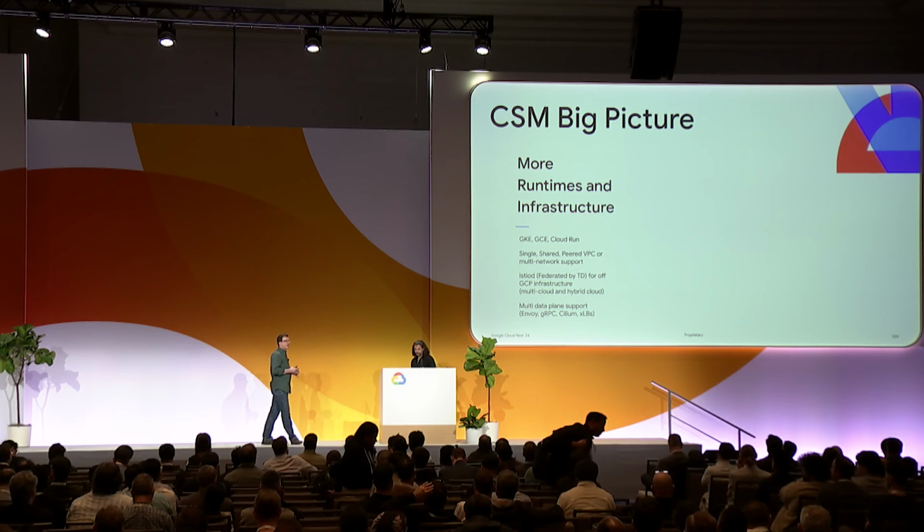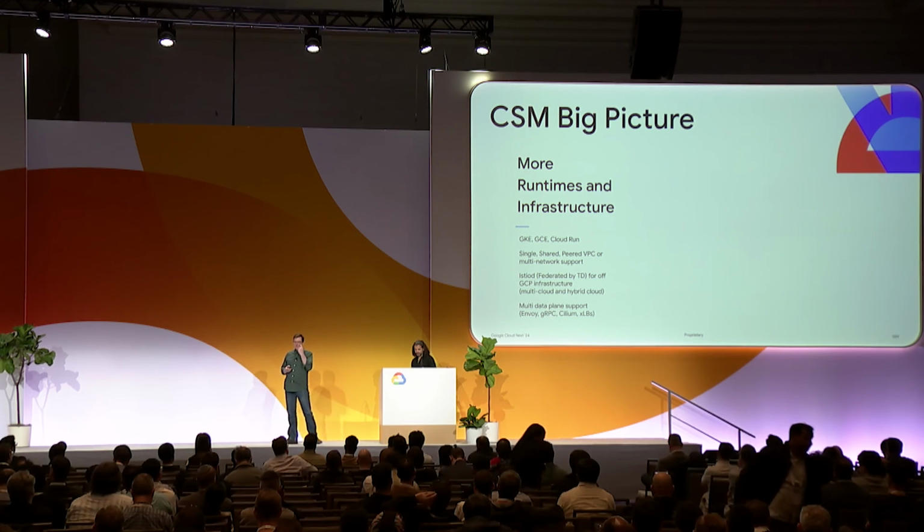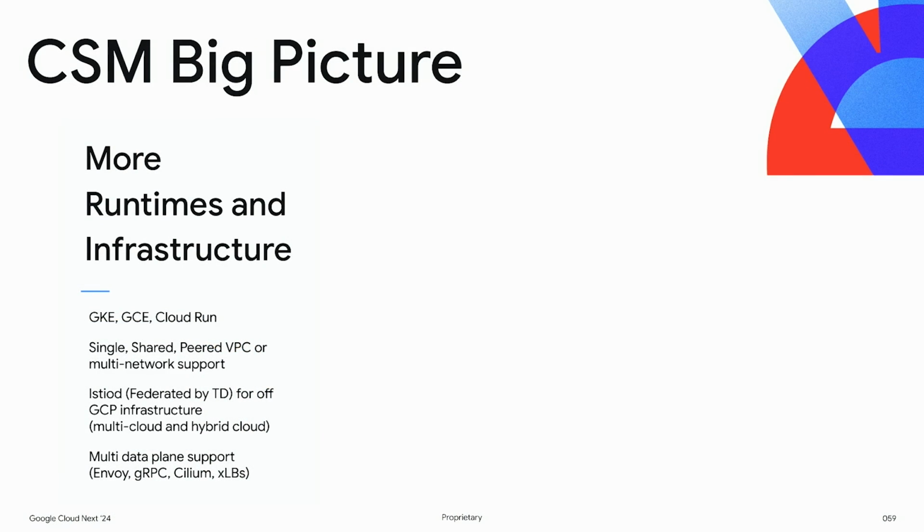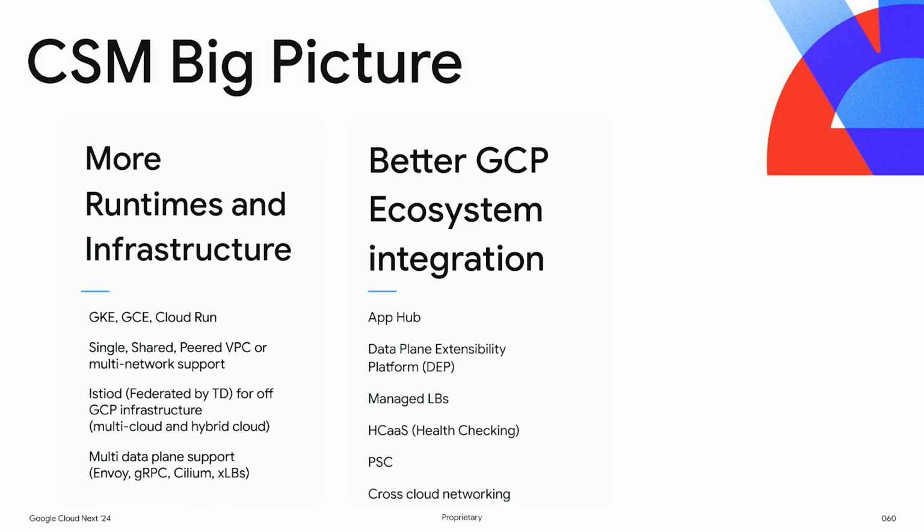Okay, so to sum up, where are we going? Where is Mesh headed? First off, more runtimes and infrastructure, supporting all the infrastructures on GCP, VMs, containers, both in clusters and in serverless environments, multi-network support. So just more and better integration with the platform. App Hub, as I mentioned, is coming. Data plane extensibility, the managed load balancers, health checking, cross-cloud networking, all these features come together to give you a fully integrated platform with service mesh capabilities.